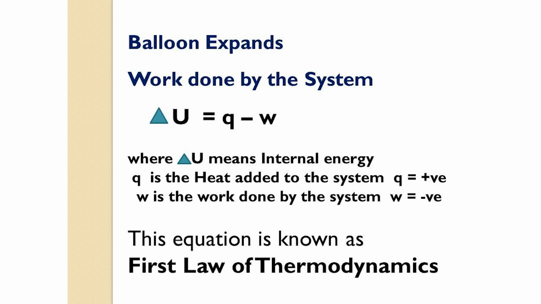Delta U equal to Q minus W. In this equation, what is delta U? Delta U means change in internal energy. What is heat? Heat plus Q is added to the system. What about the work done in this experiment? Work done by the system, that is the value of work done will be negative. And this equation is known as first law of thermodynamics.